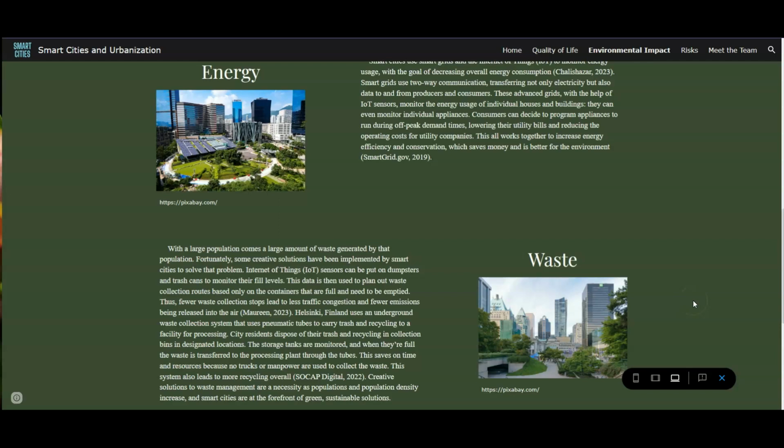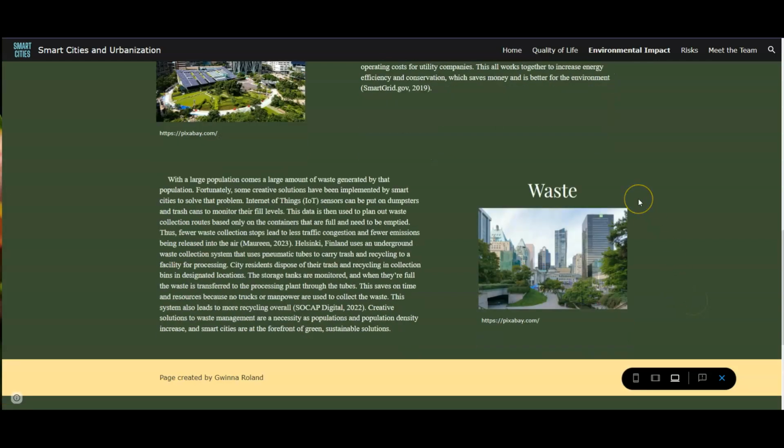My next topic was the waste management in smart cities. The key component of waste management is finding ways to increase sustainability, because largely populated areas also create a large amount of waste that needs to be taken care of.